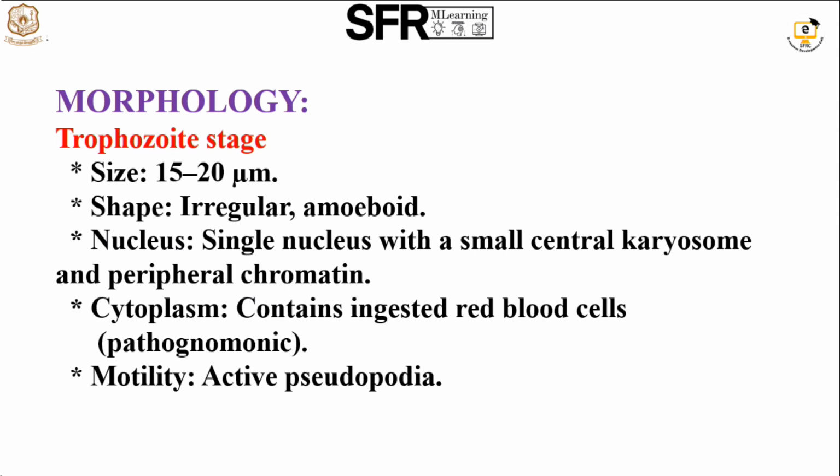The morphology of Entamoeba histolytica has two stages. The first one is the trophozoite stage and the next one is the cyst stage. In the trophozoite stage, the size of the protozoan is 15 to 20 micrometers. The shape is irregular and amoeboid in nature. The nucleus is single, with a small central karyosome and peripheral chromatin. The cytoplasm of the parasite contains ingested red blood cells, which is pathognomonic, and the motility of the protozoa is by active pseudopodia.